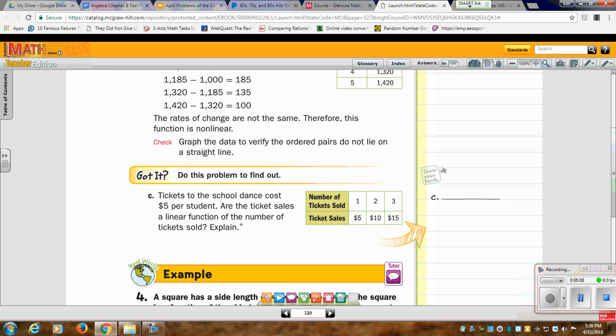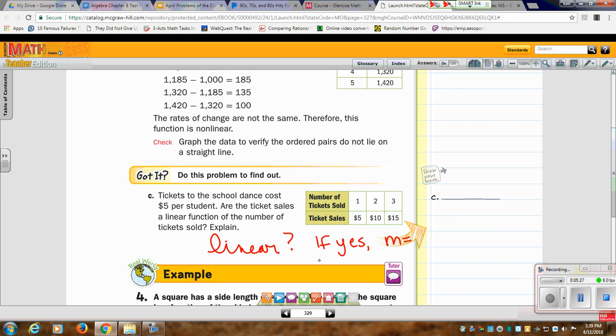And if it's linear, tell me the rate of change. So is it linear? Yes or no? And if yes, tell me what m equals. So that's what your assignment is for your points on this video today.